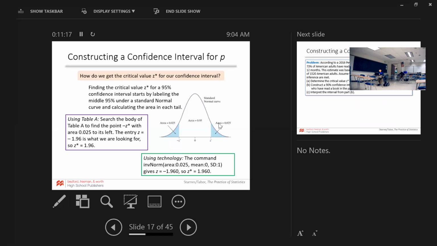So here's the command which you just did. Ready? They're saying area 0.025, which is what the people over on this side of the room did. That's how they get the negative 1.960. So they say Z asterisk is 1.96, which is right or left. But if you put 0.975, you would get the positive value.